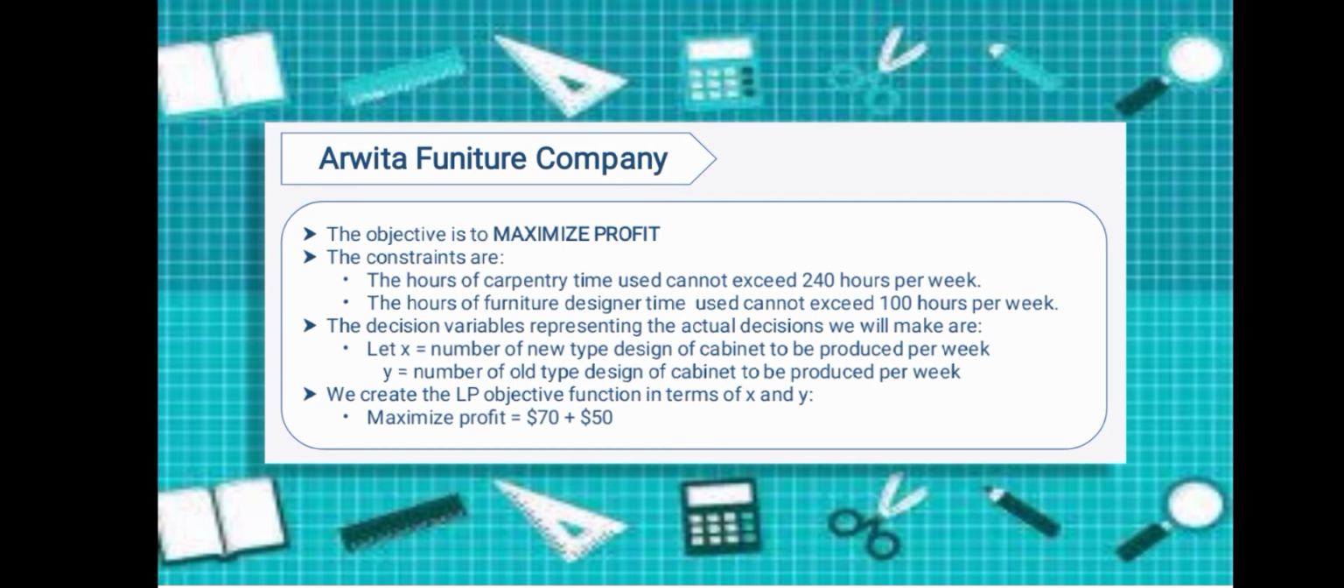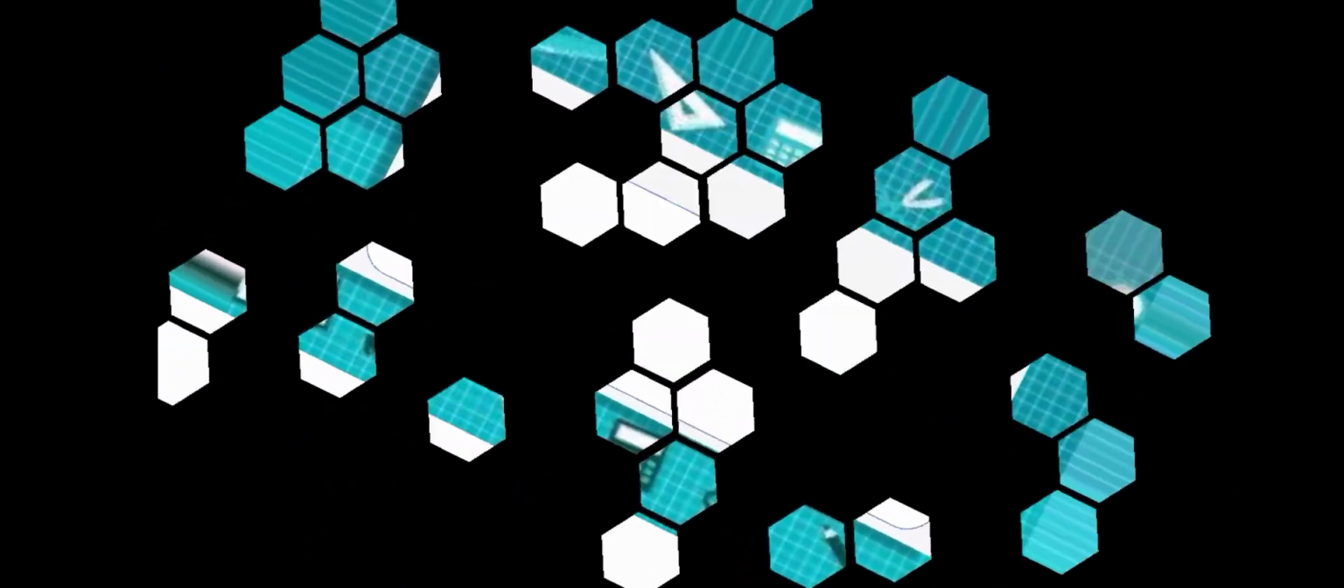So, for me, it is easy for me if I will let X and Y. X as the number of new type or yung mga bagong design ng cabinet na napoproduce per week, at Y naman ang nagrepresent ng number of old type design of cabinet to be produced per week. And then, we create the LP objective function in terms of X and Y, which is to maximize profit is equal to $70X plus $50Y yung old type cabinet. Pagkatapos, we will develop mathematical relationships for the two constraints.